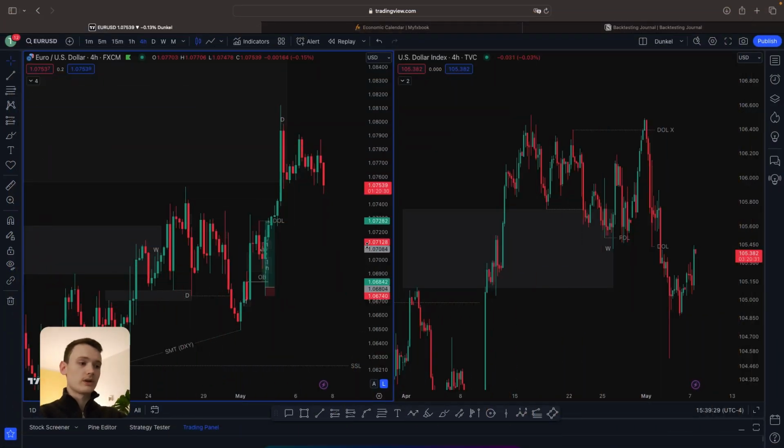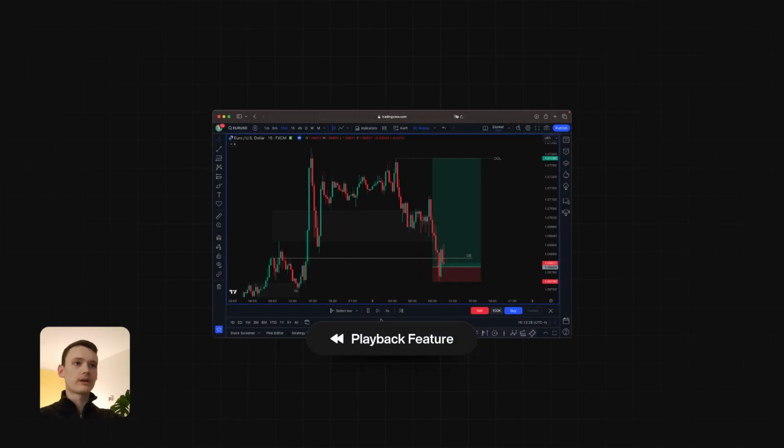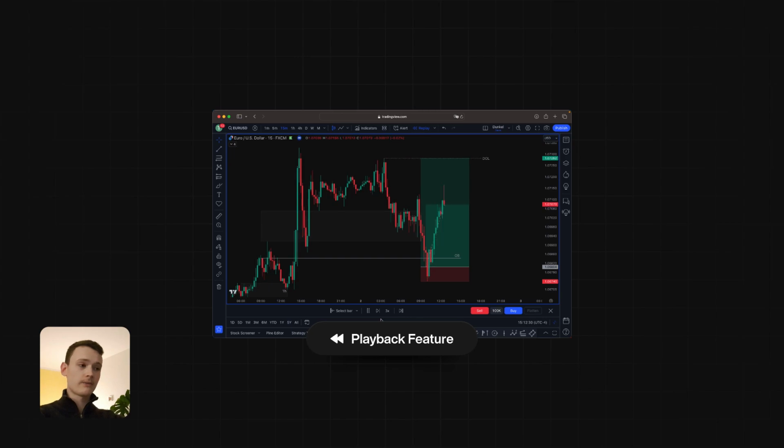So these are my top 3 websites I would use if I were to start trading from scratch. And number 1 would be TradingView, which is a website I use to analyze and backtest my charts. And I personally pay for a premium subscription, so I get much more things like the playback feature, so I can play back the chart and analyze historic data.